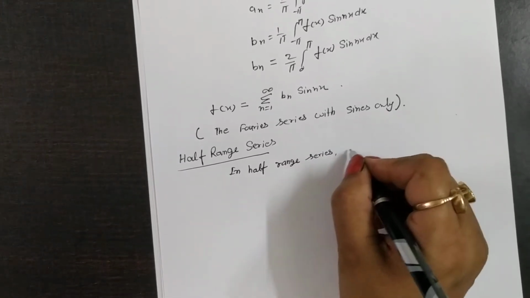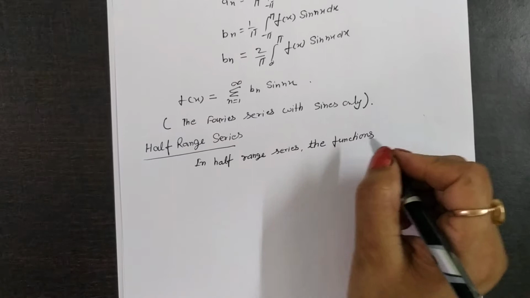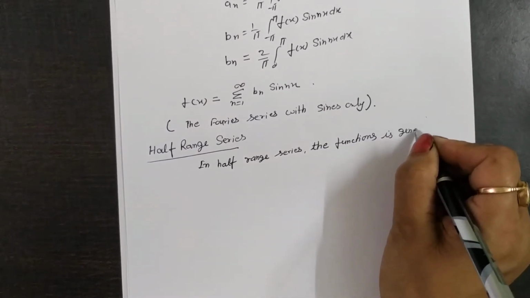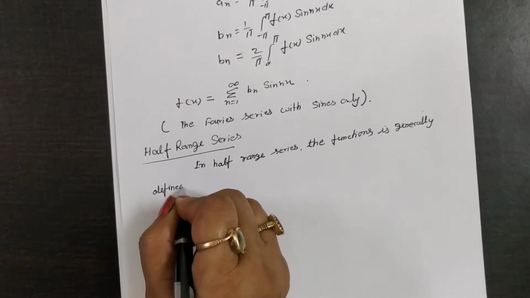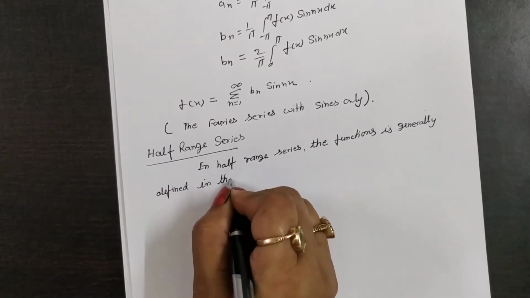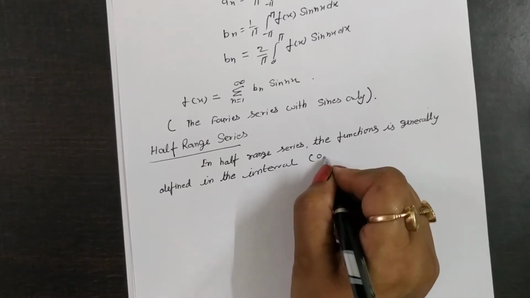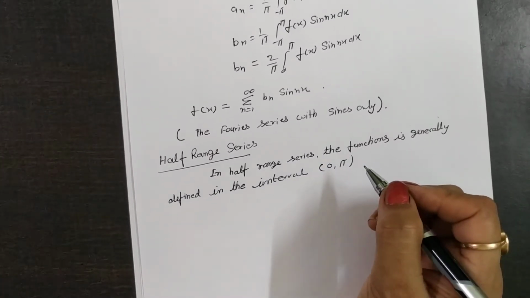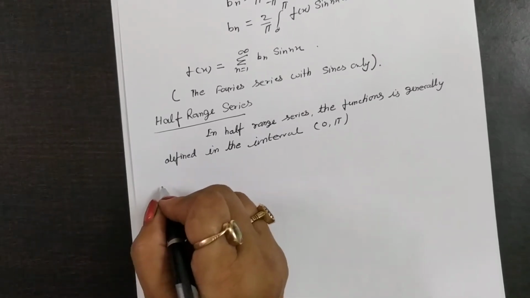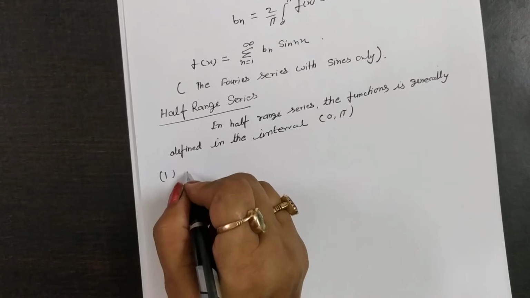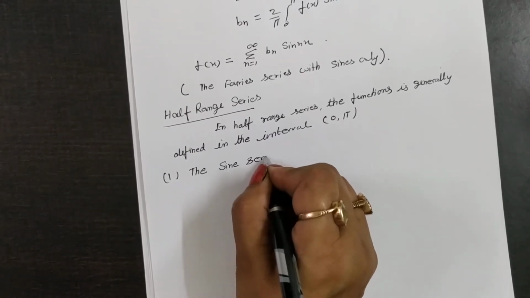the functions are generally defined in the interval 0 and pi, instead of minus pi to pi. And therefore, we now define the sine series and cosine series in 0 pi. First, we have defined the sine series in 0 pi.